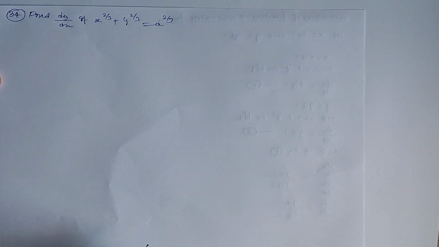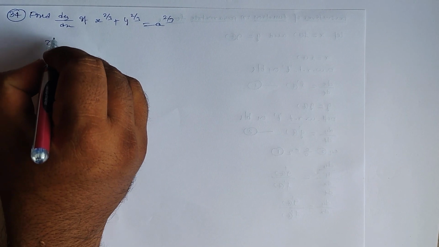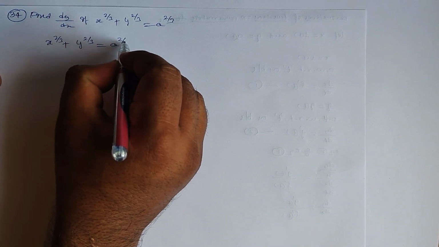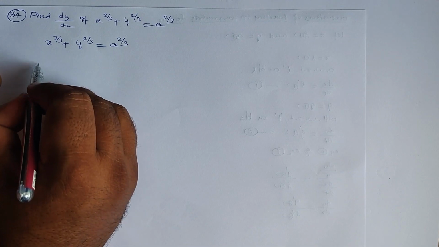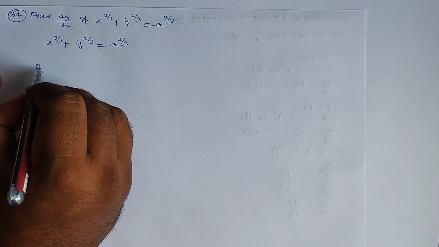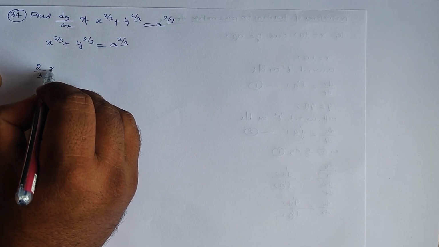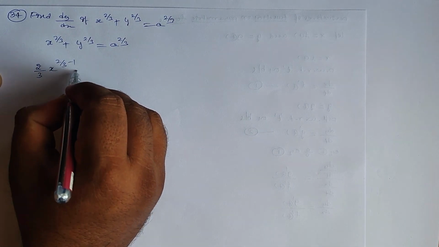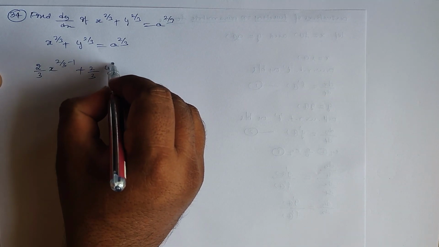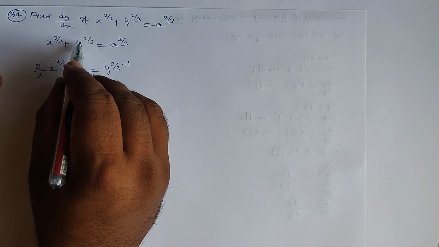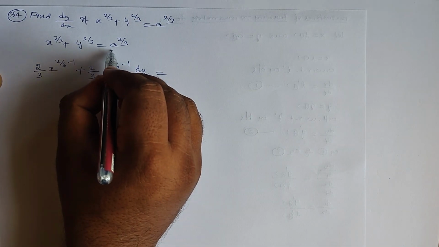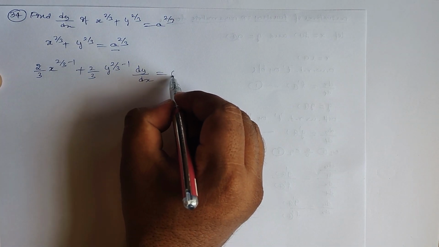Last one, example 34. x raised to 2 by 3 plus y raised to 2 by 3 equal to a raised to 2 by 3. Now differentiate with respect to x. Derivative of x raised to n is n into x raised to n minus 1, so 2 by 3 x raised to 2 by 3 minus 1, plus again y raised to n derivative becomes n into y raised to 2 by 3 minus 1 into dy by dx, is equal to, a is a constant, derivative of a constant becomes 0.